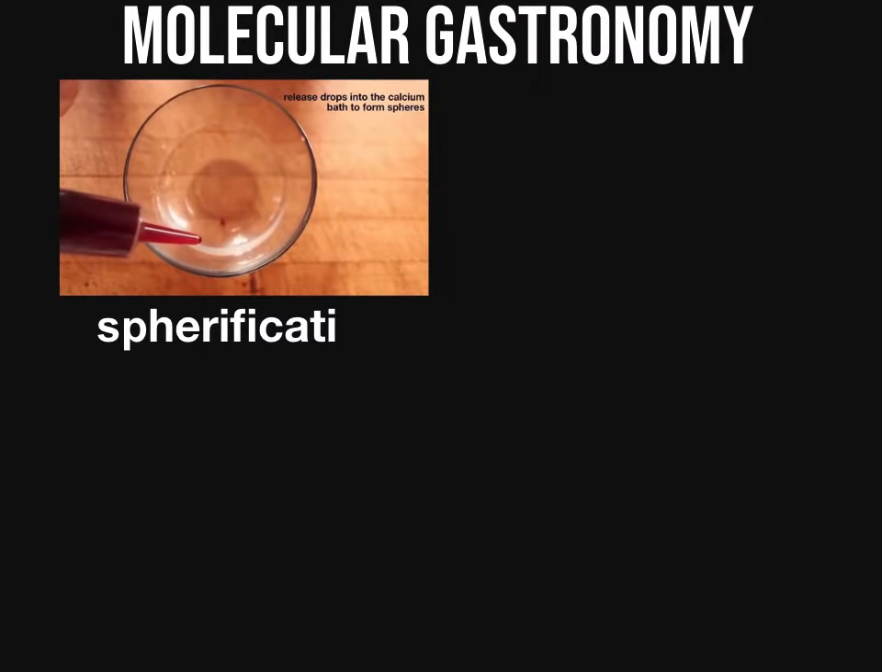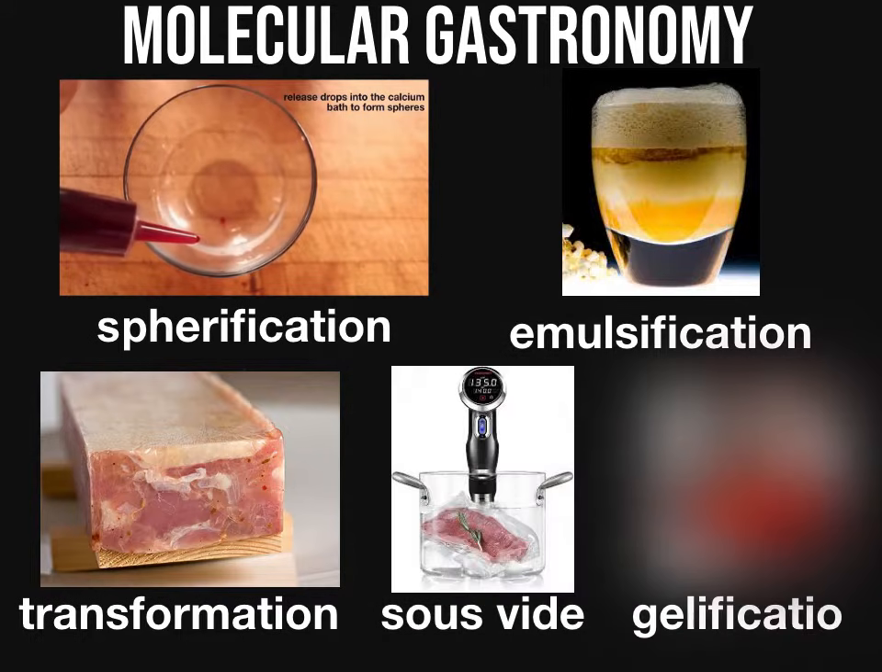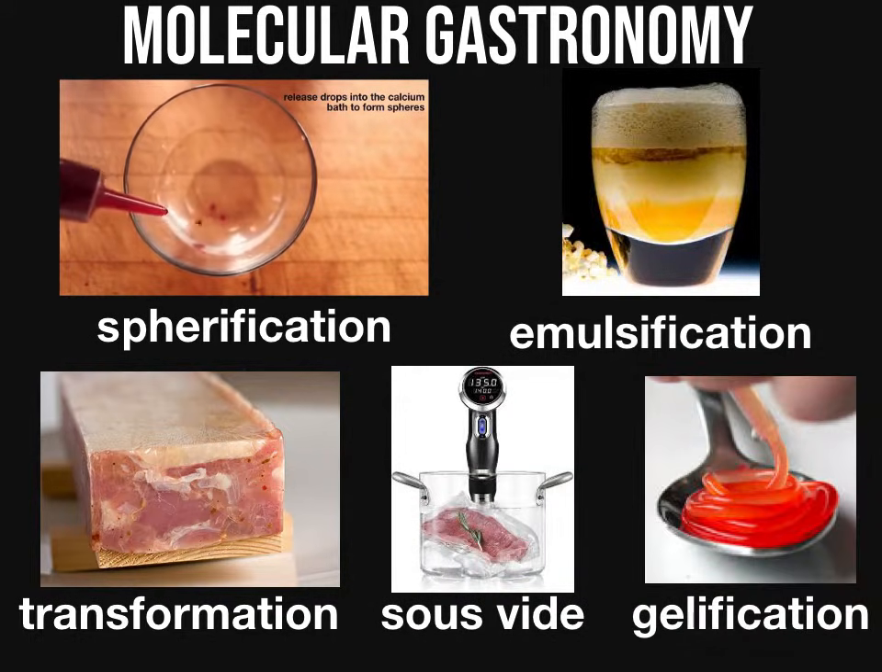All right, some molecular gastronomical terms we come in contact with. Spherification using sodium alginate and calcium chloride and a squeezy bottle creates these little pearls and caviars that can be used in a variety of applications.